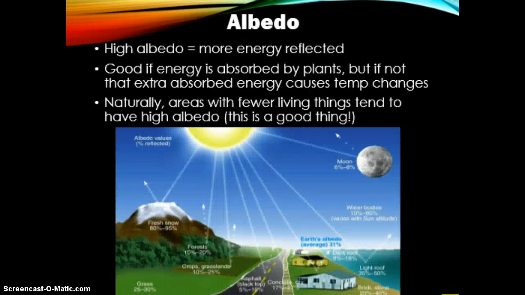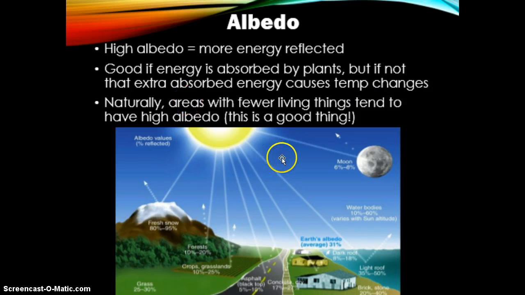So albedo basically means how much energy is being reflected. So the more energy is reflected, the higher the albedo. And a lot of people ask if this is good or bad. Well, it depends. We do want there to be a high albedo most of the time, but it is okay to have a low albedo if that's caused by having plants that are absorbing the light instead of reflecting it, because they're using it to create sugars. However, if it's being absorbed by something like concrete that's not using it, then it's just going to cause a temperature change, and that of course could only make climate change worse.